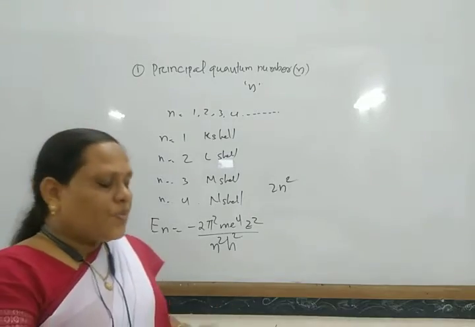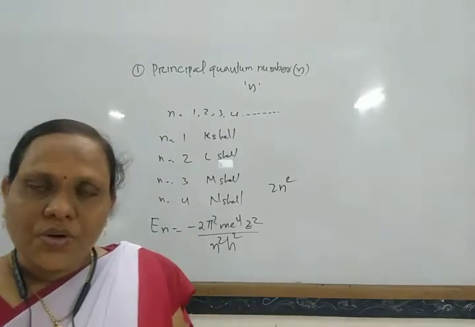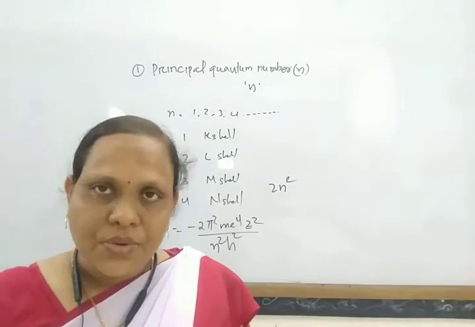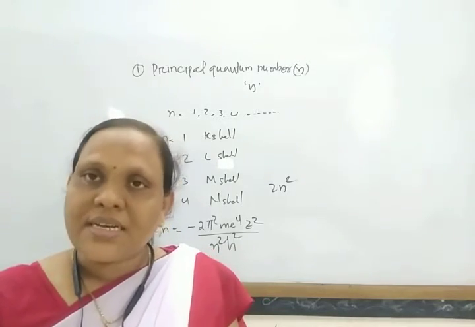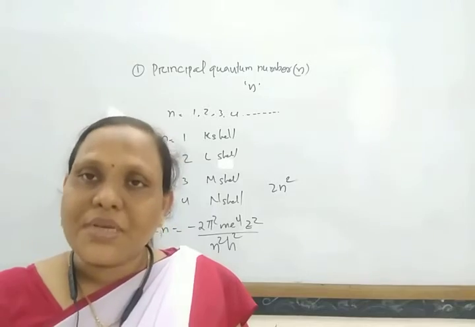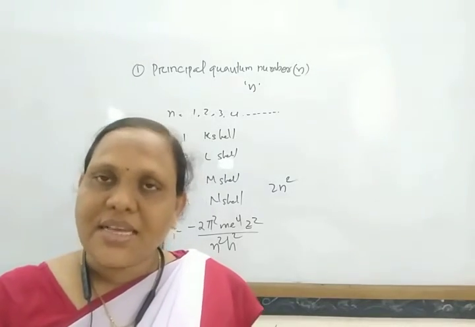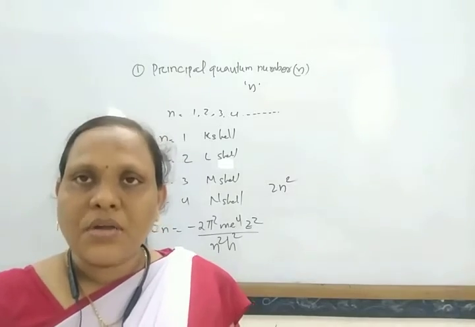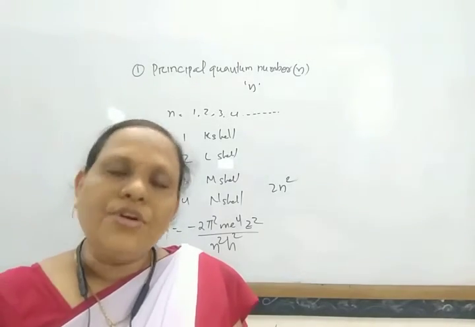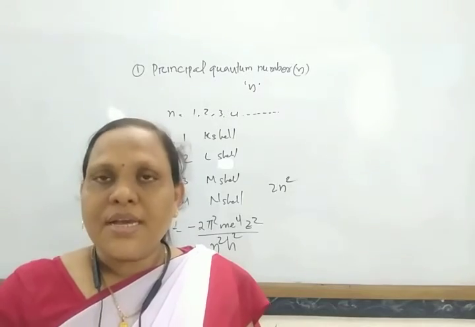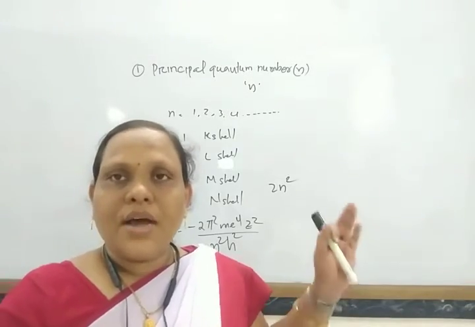Okay. So what is the distance of electron from the nucleus? What is the energy of an electron? How many electrons present in a main energy cell? And what is the main energy cell? All these informations are known from principal quantum number. Okay, so look at what are the points.